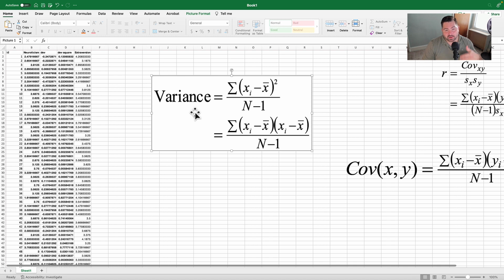Okay, so now that we've gone ahead and done that for our variance equation of the first variable, you would perform the exact same procedure for extroversion. So let's go ahead and do that now.